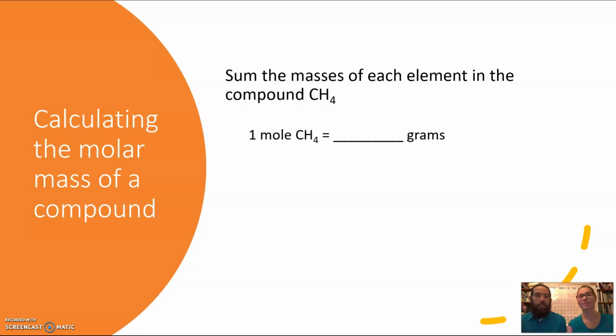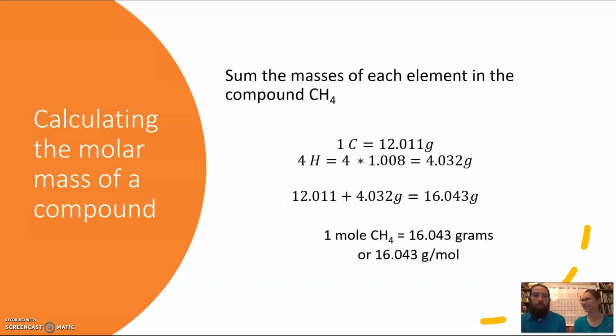So we want to know how many grams are in 1 mole of CH4. If you have your periodic table handy, and you should, you can look at the masses of each of the elements in this compound. So we have 1 carbon, and the mass from the periodic table is 12.011 grams, and we have 4 hydrogens. So we're going to take the mass of hydrogen, multiply it by 4, and then sum those two numbers, the 12.011 and the 4.032. That gives us 16.043. So 1 mole of CH4 is equal to 16.043 grams.